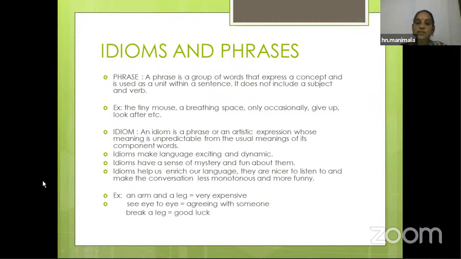Otherwise, wherever you say, I wish you break a leg. Suppose you say that, the people think, what, you want me to break my leg? They think so, but actually, break a leg here means good luck.